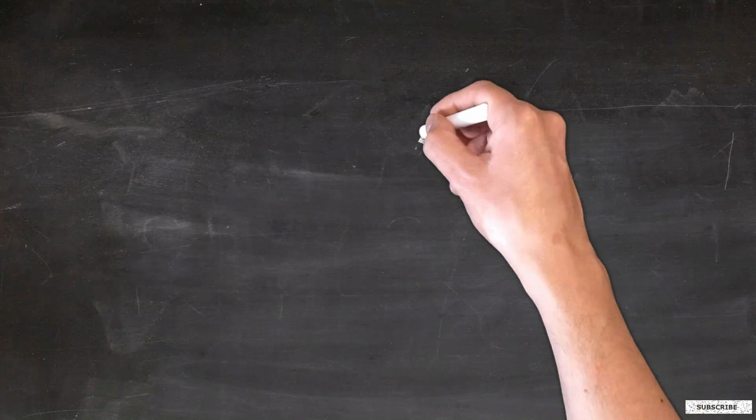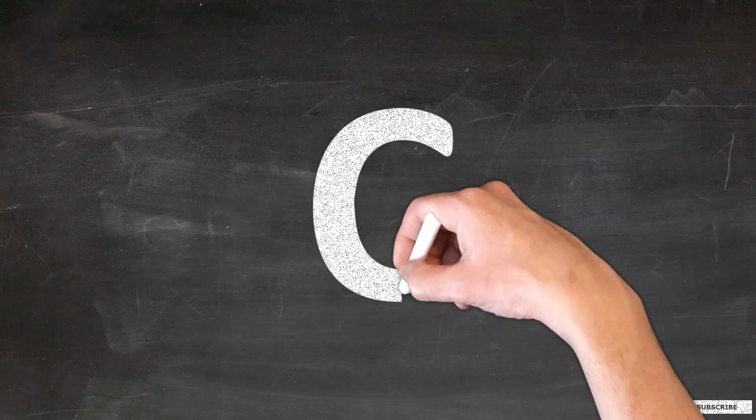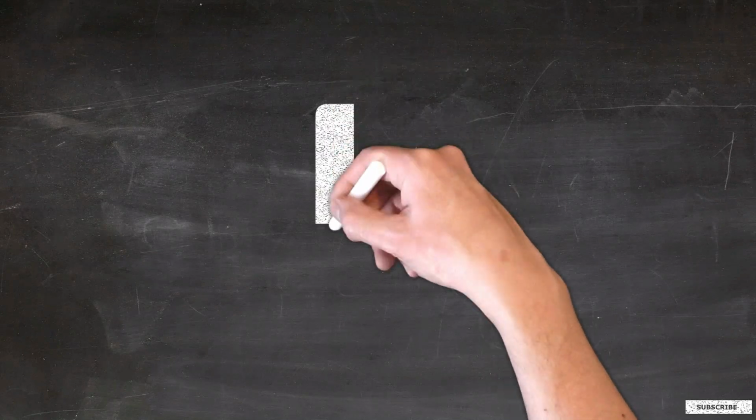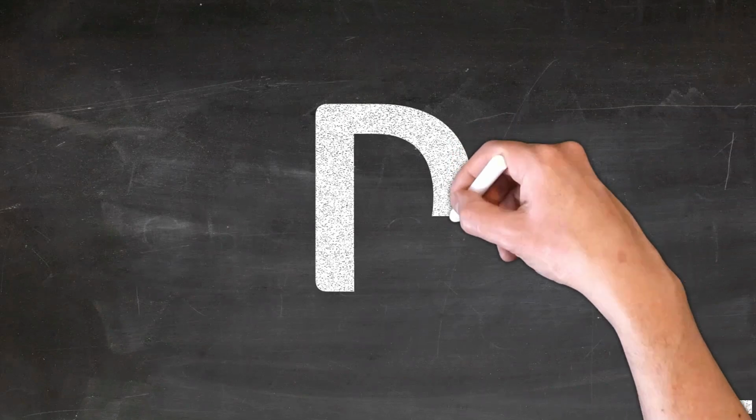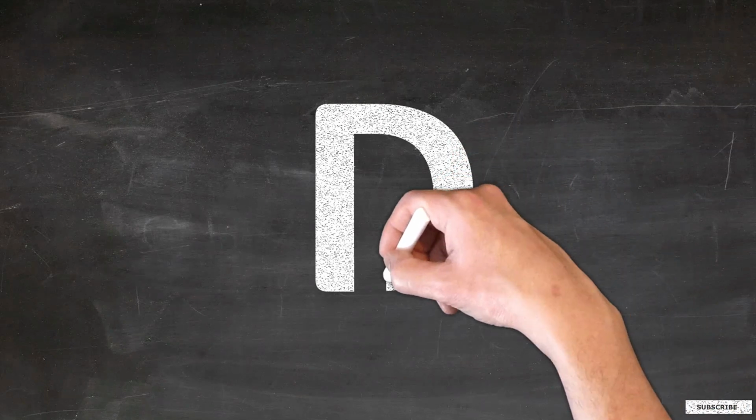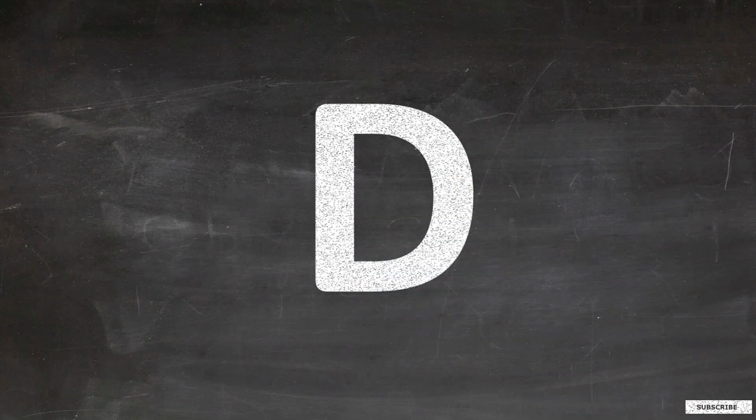Start from the top, draw a curve touching the bottom. This is capital C. Start from the top, draw a standing line down, go to the top again. Draw a curve joining to the bottom. This is capital D.